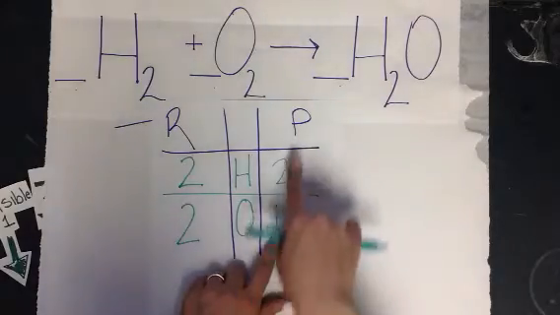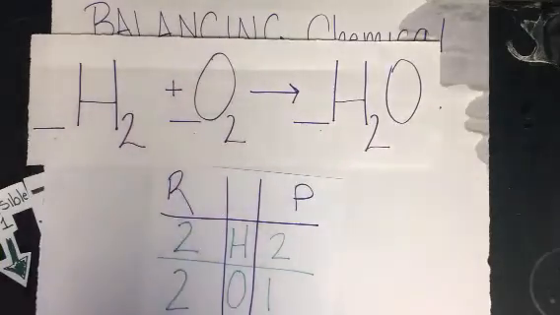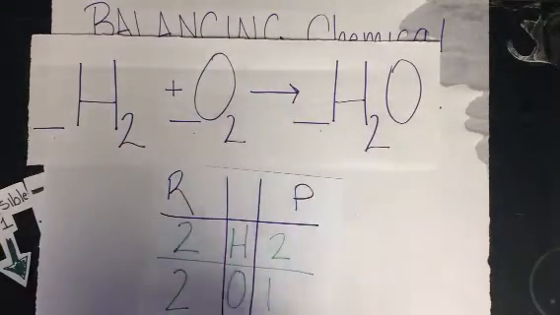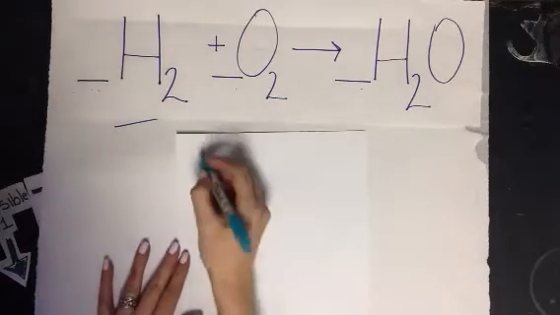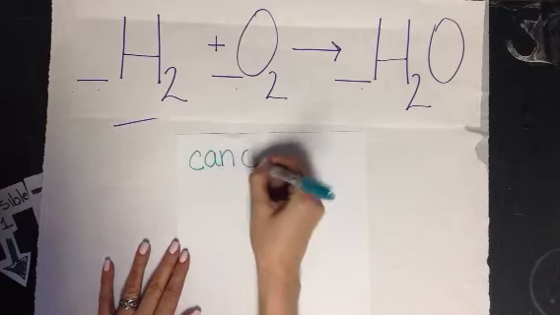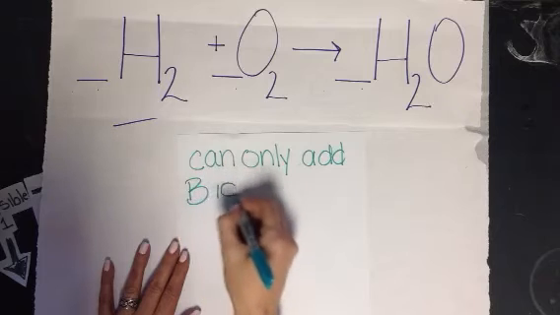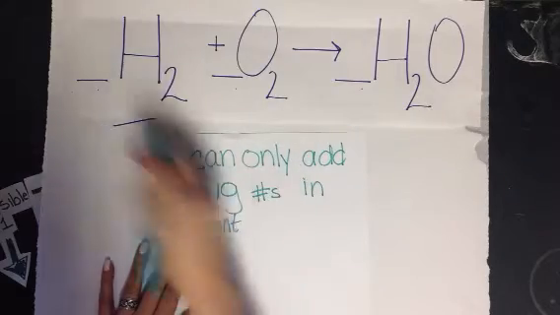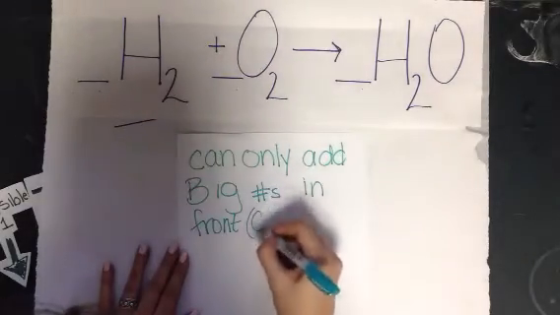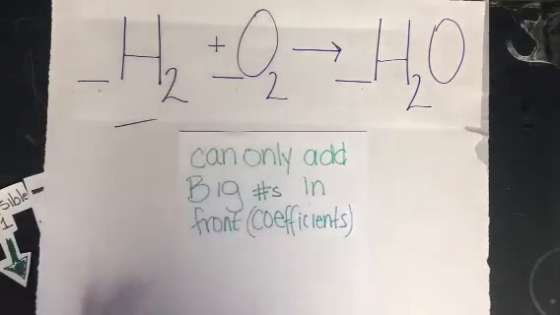So I'm going to look at my product side at my oxygens. Here they are on my product side. There's my oxygen. How do I turn this oxygen into 2 oxygens? Well, there are a few rules you need to know. And those rules are this. You can only add big numbers in the front of each substance. We call these coefficients. You can only add big coefficients in the front.